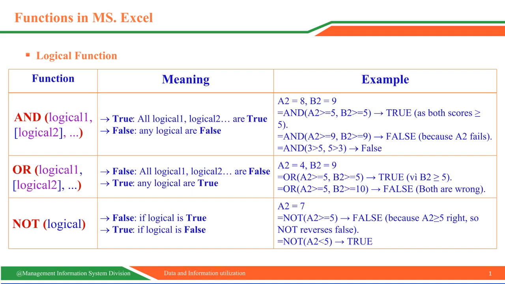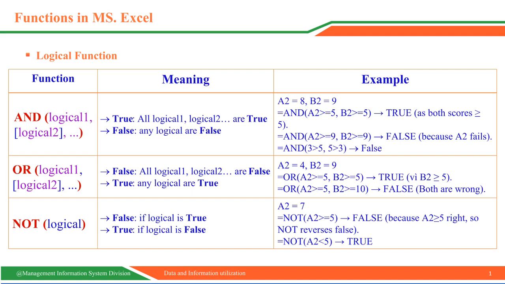OR function returns true if at least one condition is true. Returns false only if all conditions are false. Example: A2 equals 4, B2 equals 9, OR A2 >= 5, B2 >= 5 returns true because B2 is greater than or equal to 5. Or A2 >= 5, B2 >= 10 returns false because both conditions are false.